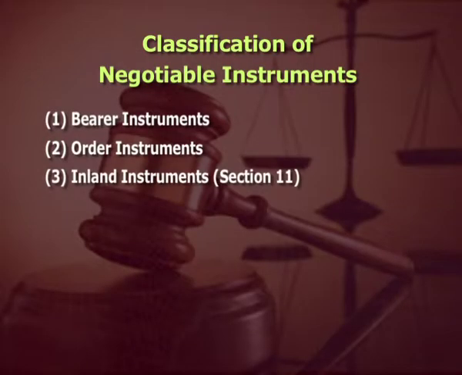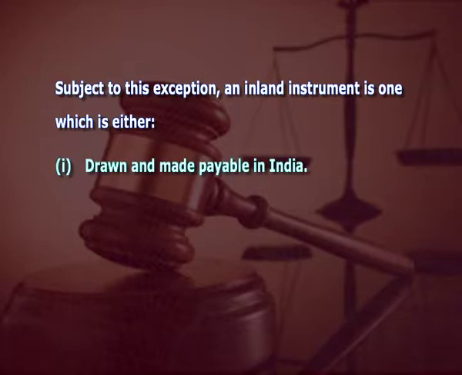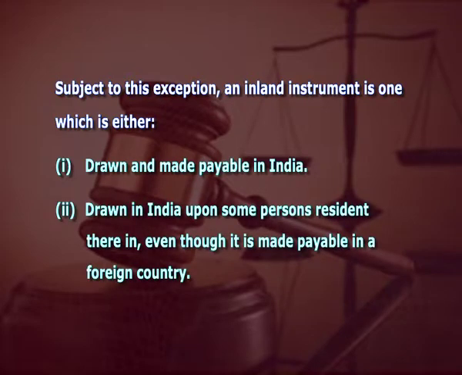Third, inland instruments, Section 11. A promissory note, bill of exchange or check drawn or made in India and made payable or drawn upon any person resident in India shall be deemed to be an inland instrument. Since a promissory note is not drawn on any person, an inland promissory note is one which is made payable in India. Subject to these exceptions, an inland instrument is one which is either first, drawn and made payable in India, or second, drawn in India upon some person resident therein, even though it is made payable in a foreign country.